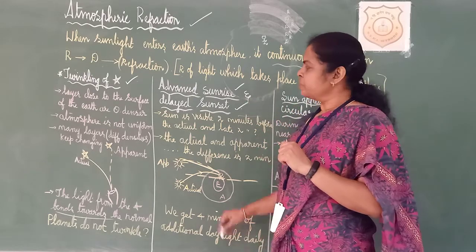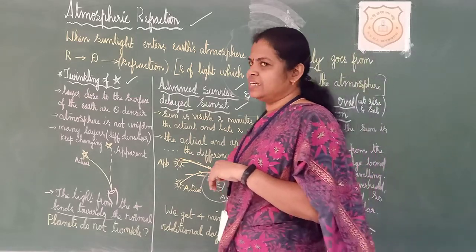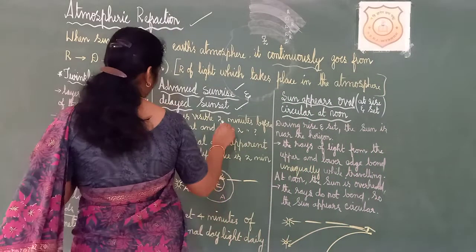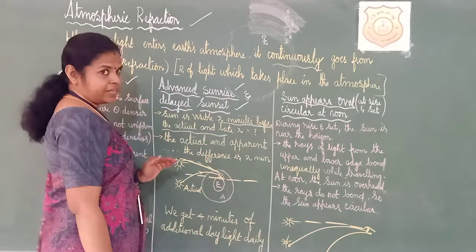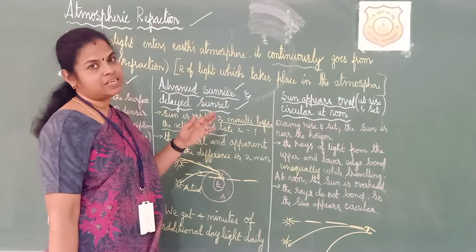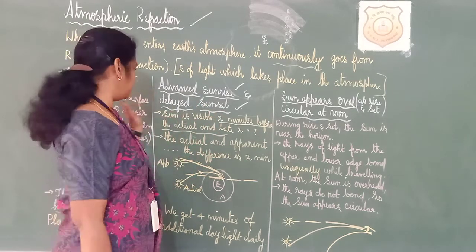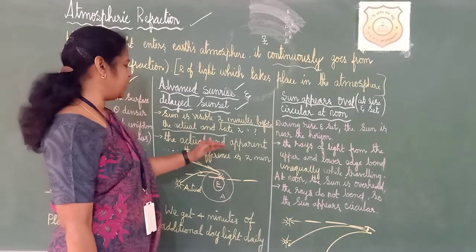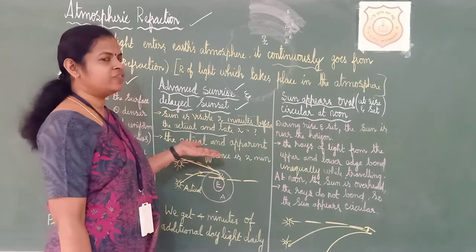What is the reason? Advanced sunrise and delayed sunset. We know that the sun is visible 2 minutes before the actual sunrise and 2 minutes late after sunset. Why is it happening? The reason is the difference between the actual and the apparent sunrise and sunset. The difference is 2 minutes.